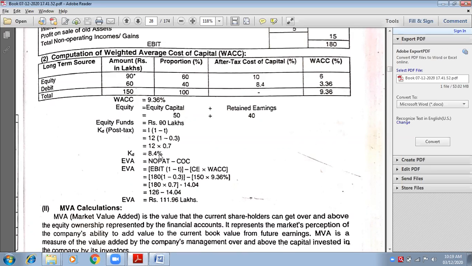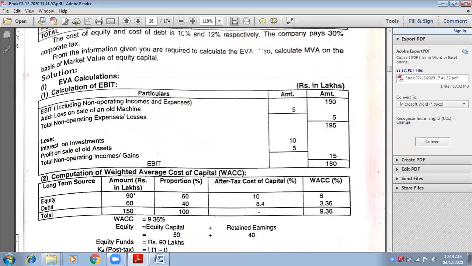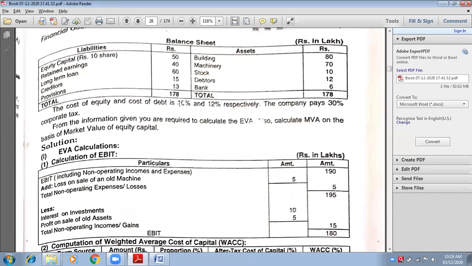And the cost of equity is already given, 10%. Now you will say, ma'am, the cost of retained earnings is not given for 40. Yes, it is given as 10 because cost of equity means equity capital and retained earnings. Retained earnings is a part of equity capital. Remember. Do you understand this much?